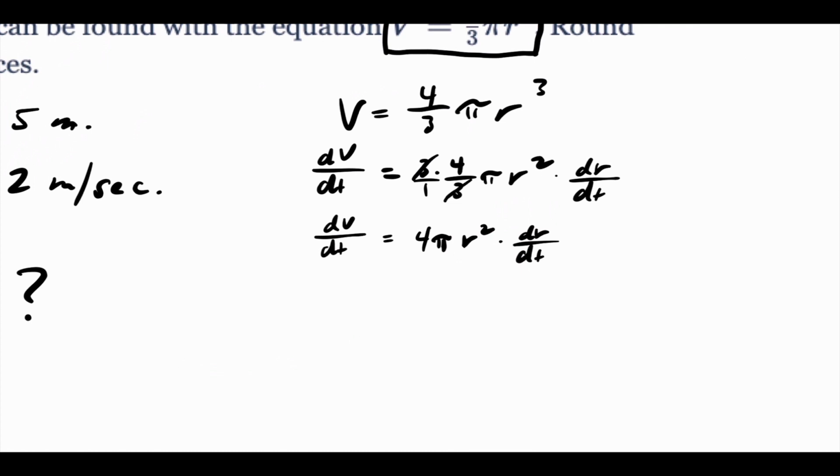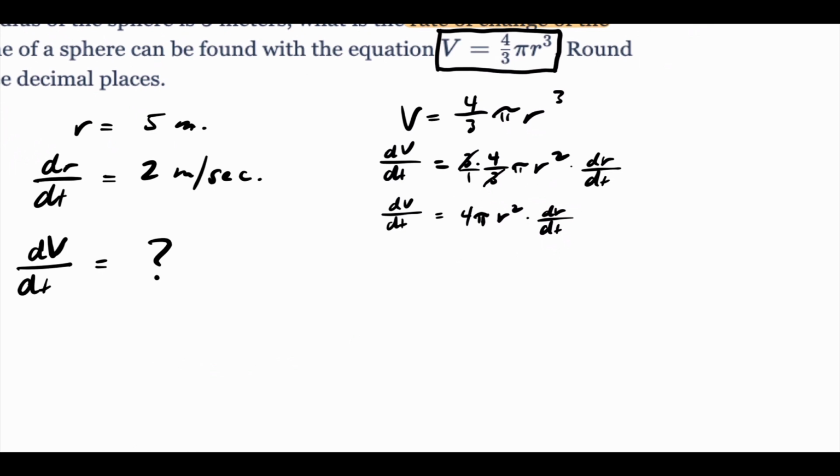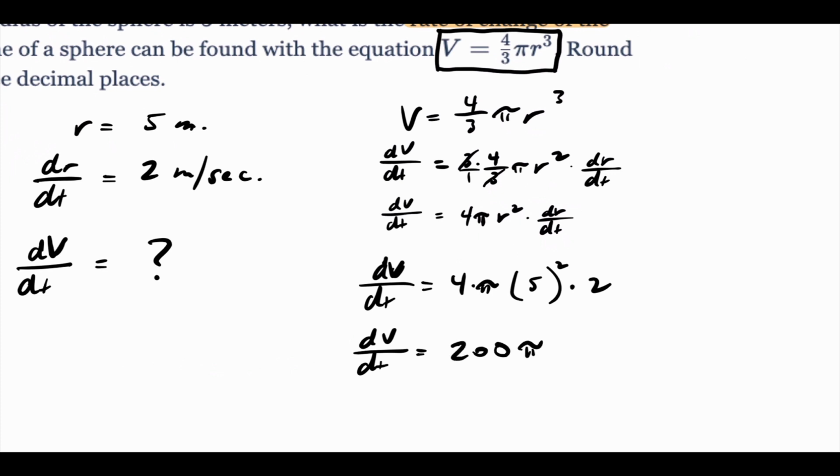Plug in. I don't know dV dt because that's what I'm trying to find. 4 times pi times r squared times dr dt. R is 5. Dr dt is 2. So 5 squared is 25. 25 times 2 is 50. 50 times 4 is 200. So 200 pi.